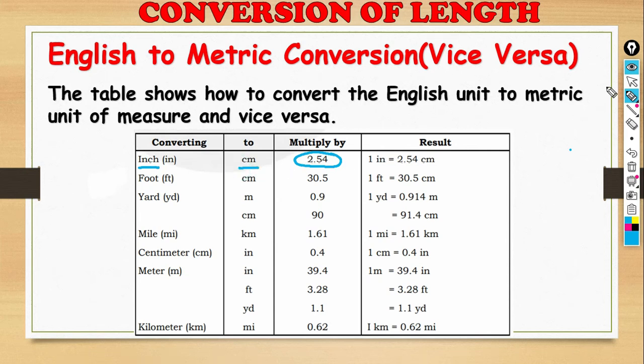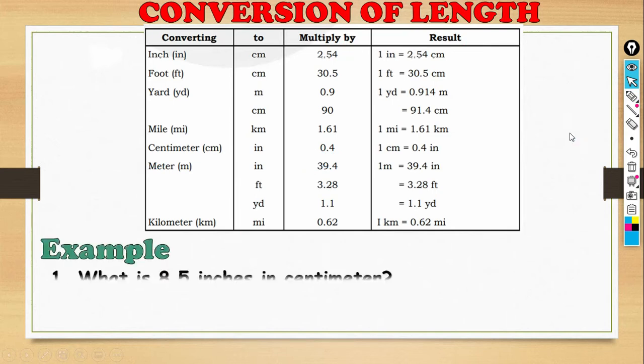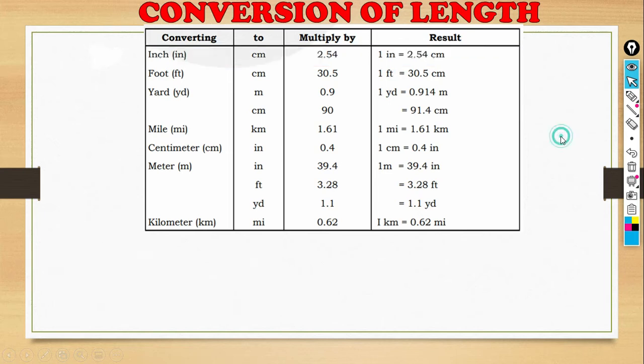So yung example, tingnan natin. So, what is 8.5 inches in centimeter? So, kung titingnan natin sa table, ayan siya. So, ito yung gagamitin natin. Kailangan natin mag-multiply by 2.54. So, 8.5 times 2.54, we have 21.59 centimeters. So, ganun lang kasimple. Mahalaga na meron tayo nakikitang table kung saan nandoon na yung procedure at yung equivalence.